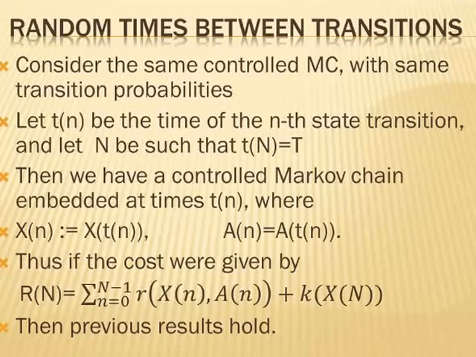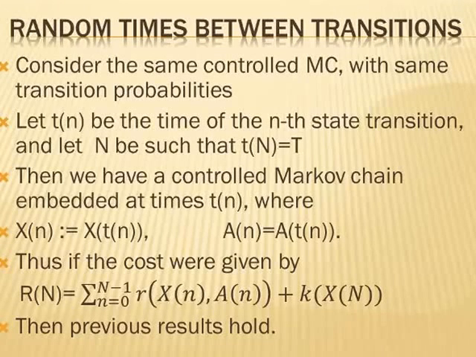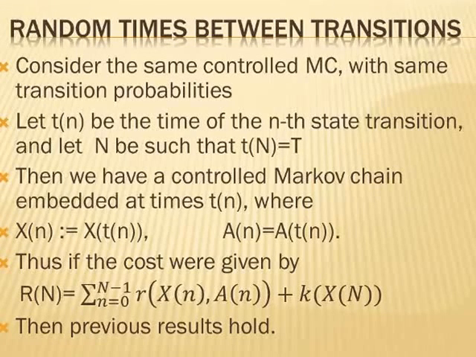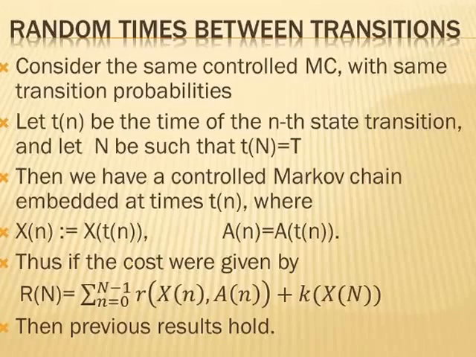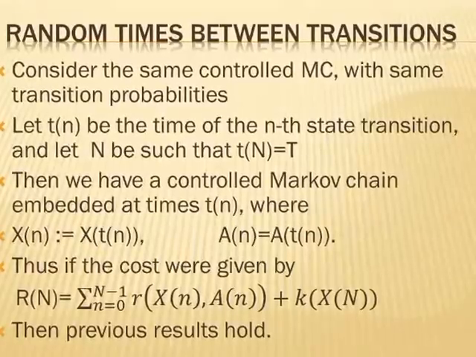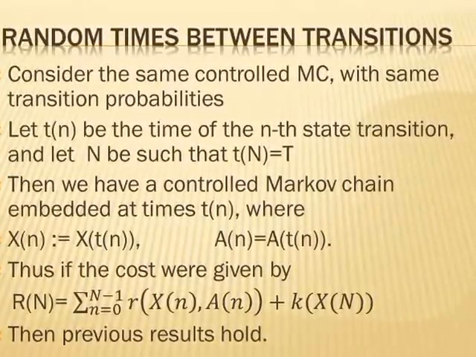So we just look at a discrete process that we obtained at time Tn. This process turns out to be also a controlled Markov chain, with Xn being x at the nth transition, and An the action that we choose at the nth transition. So if we define the costs just as the reward, as the sum of the rewards at the transition times, and this is a well-defined object, and we can apply the previous results.